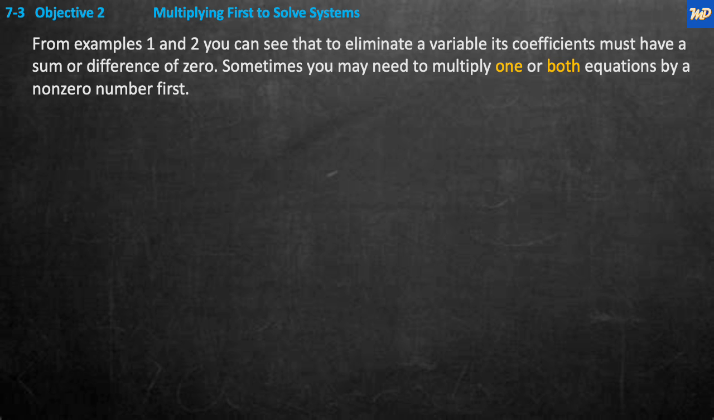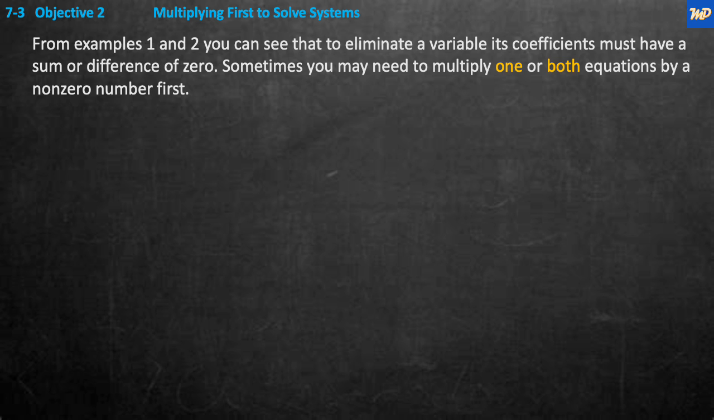Okay, objective 2, multiplying first to solve systems. From examples 1 and 2, you can see that to eliminate a variable, its coefficients must have a sum or difference of 0. Remember, we just added or subtracted the equations so that one of them, like the y or the x term, would disappear, right? So that's what you're trying to do, get rid of one of the terms so you end up with one variable left.